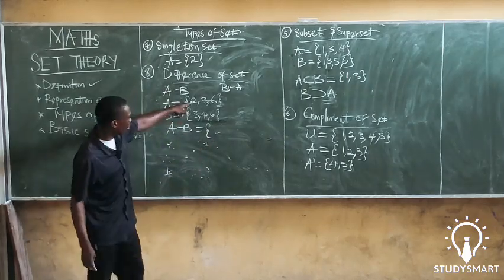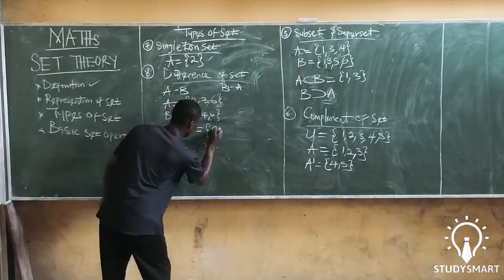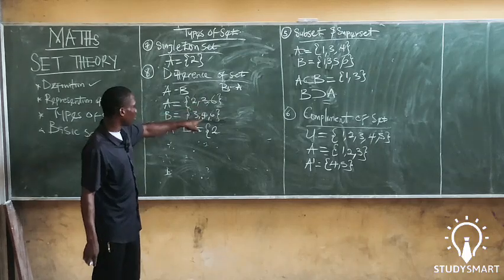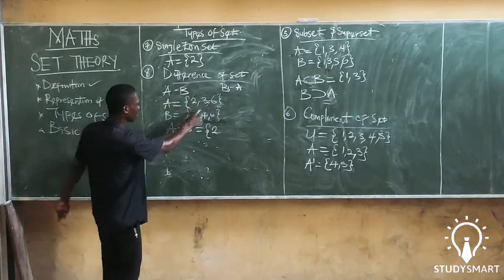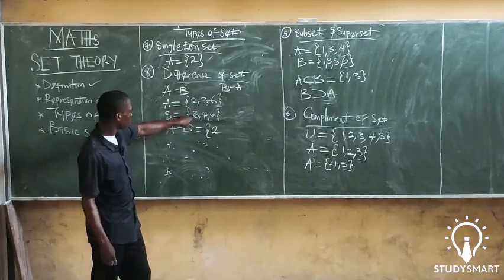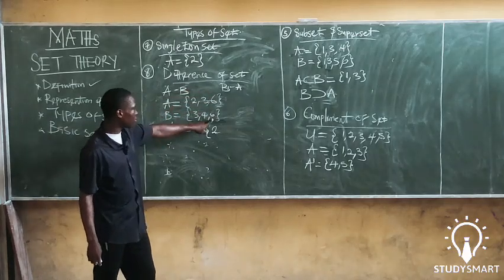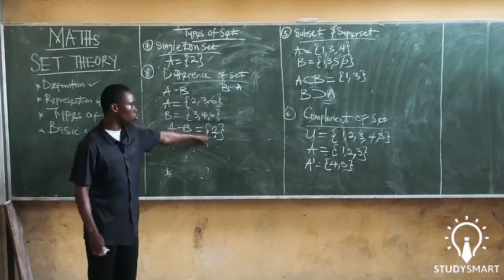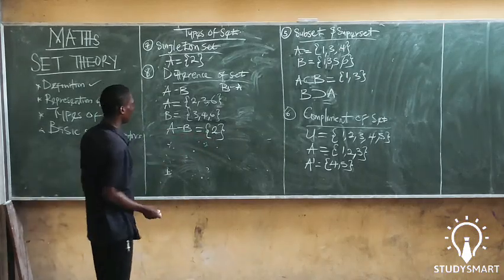The first one we have, 2 is found in set A, but it's not found in B. So I have 2. 3 is found in A, but oh, sorry, 3 is found in B. This is 3 and this is 3. So 3 is found in both A and B, so we don't write it down. There is no 4 here. We have 6 and we have 6. So this simply means that the difference of this set is 2.